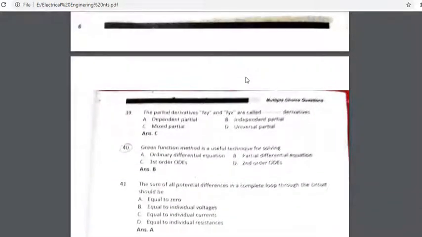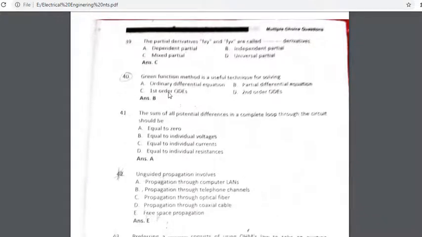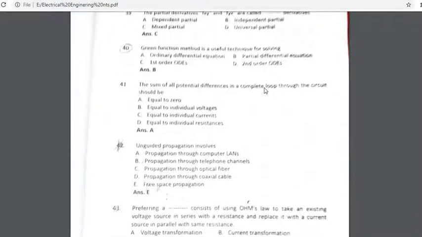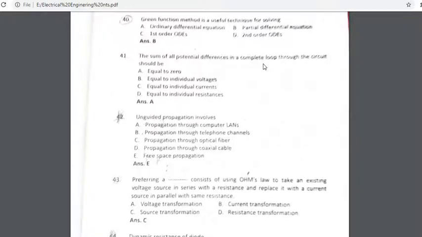The partial derivatives fxy and fyz are called mixed partial derivatives. Green's function is always used for partial differential equations. It is a technique which is used for solving partial differential equations. What? Green's function.